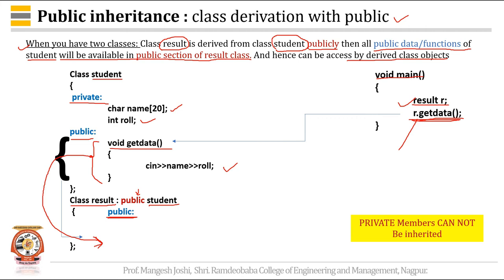And one more very important point is that private members cannot be inherited in any type of inheritance. You cannot access private members directly. So this char name and int roll number will be there in the base class only, as private. You cannot inherit private members. So data such as passwords and usernames in some cases will always be of private type. Okay, so this is public inheritance.